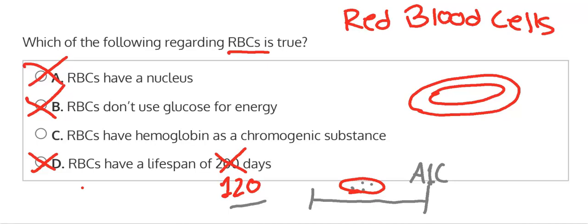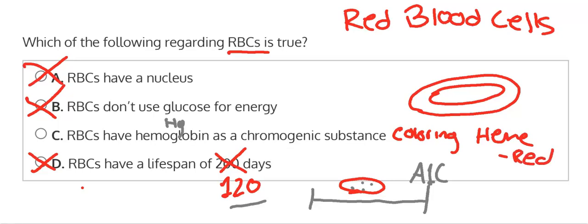So option C here is saying that red blood cells have hemoglobin as a chromogenic substance. And what this means is it's stating that hemoglobin is inside the red blood cell, and that it's there as a chromogenic substance, which is a fancy way of saying that there's coloring to it, because that's what makes the red blood cell red, because the heme and the hemoglobin is red. And this is correct.